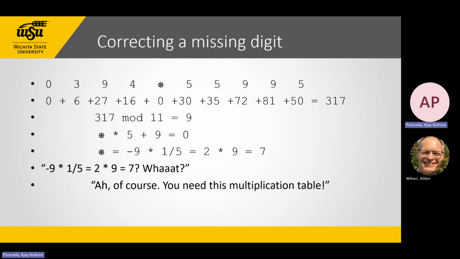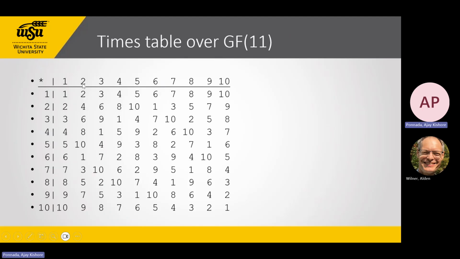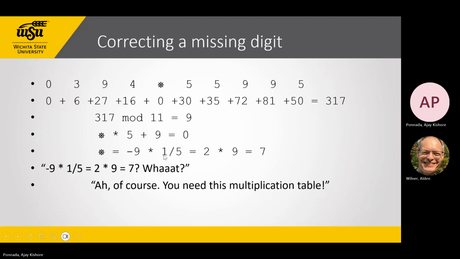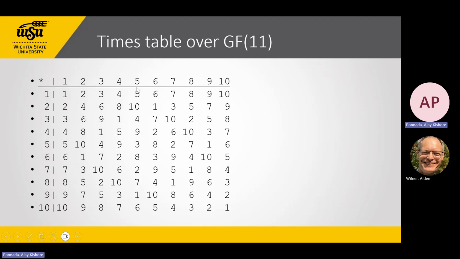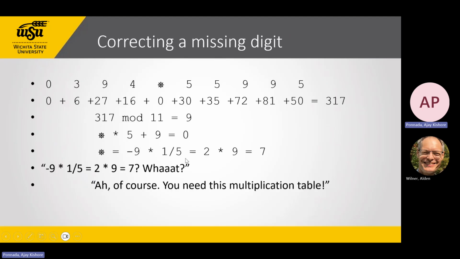So if we go back, it's 2 times 9 is 7. So this is the value we put out there. And what's 1 by 5? So 1 by 5, 5 and 1, it's going to be 9. So 1 by 5 is 9. So we are using this multiplication table to solve this.